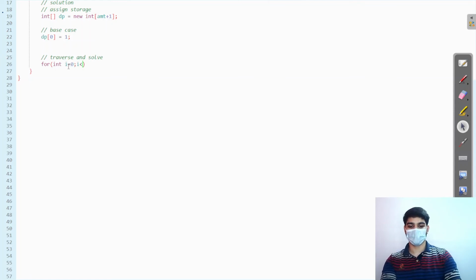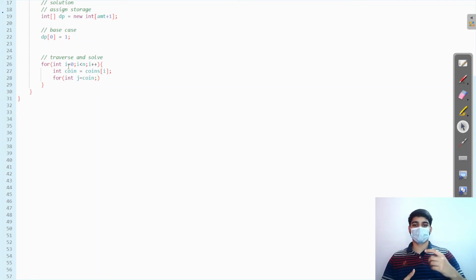So i equals 0, i goes to n, i plus plus, and using that particular coin, we would have a coin over here which is coins of i, right? And using that coin we would have to iterate over the amount array, right? Now we can start using the coin, right? That is because to evaluate an amount, the amount should be greater than or equal to coin. So we can start with coin itself, right? Because we cannot make a summation of 1 using a coin which is valued at 6, right?